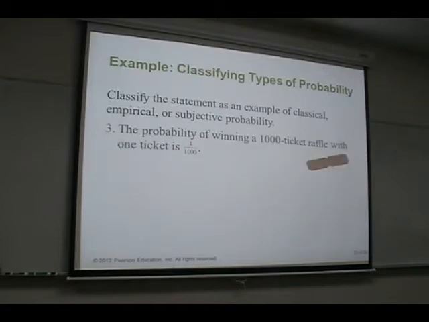And then the last one says the probability of winning a 1,000-ticket raffle with one winning ticket is 1 over 1,000. And that's just straight classical probability. In other words, what's the chance of getting a 6 on the dice? There's only one winning ticket in the lottery, so that would be classical probability.